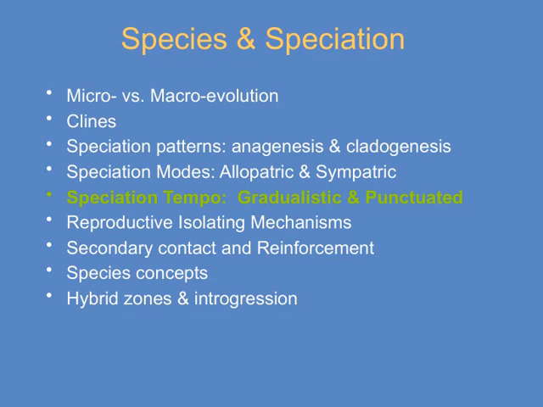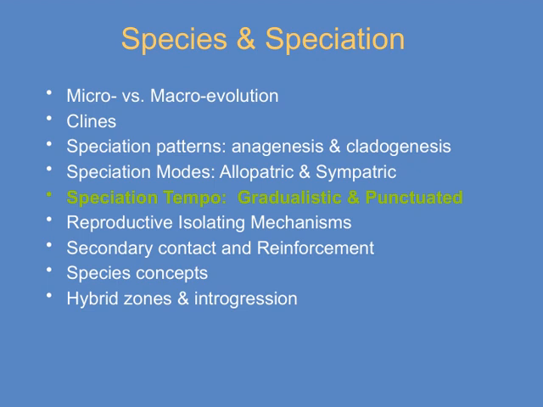Let's dive into the fascinating world of species and speciation. First, we have microevolution versus macroevolution. Microevolution involves small genetic changes within a species over relatively short periods, while macroevolution refers to larger, more significant changes that can lead to the emergence of new species over longer timescales. Next, we encounter clines, which are gradual changes in a trait or in the frequency of a gene across a geographical area. These clines can tell us a lot about how populations adapt to their environments gradually.